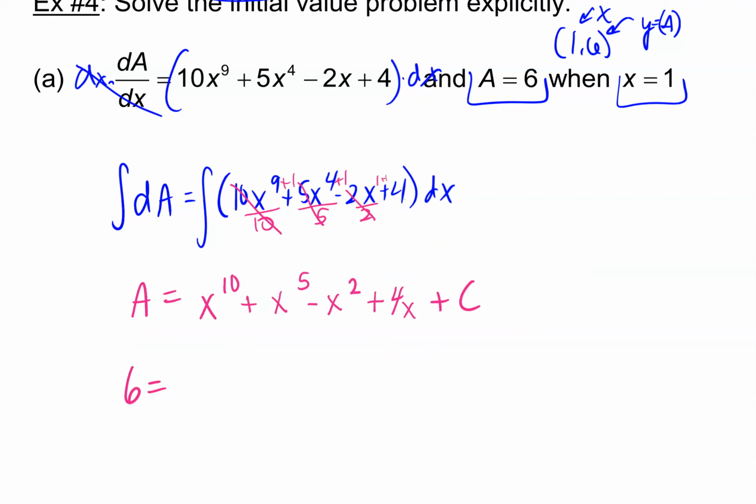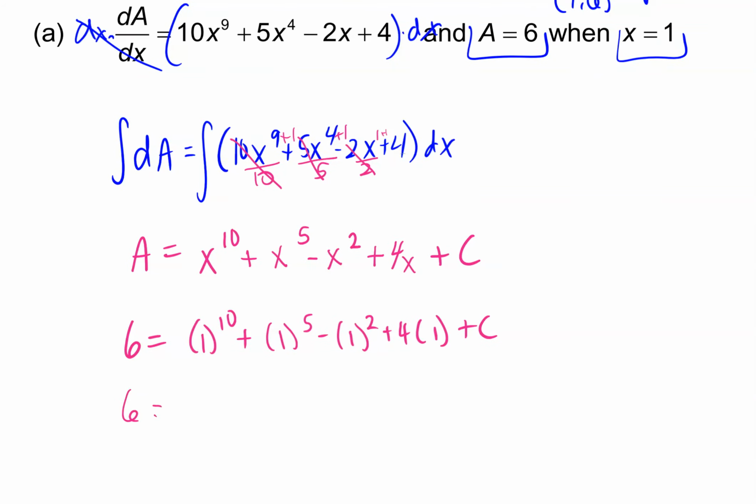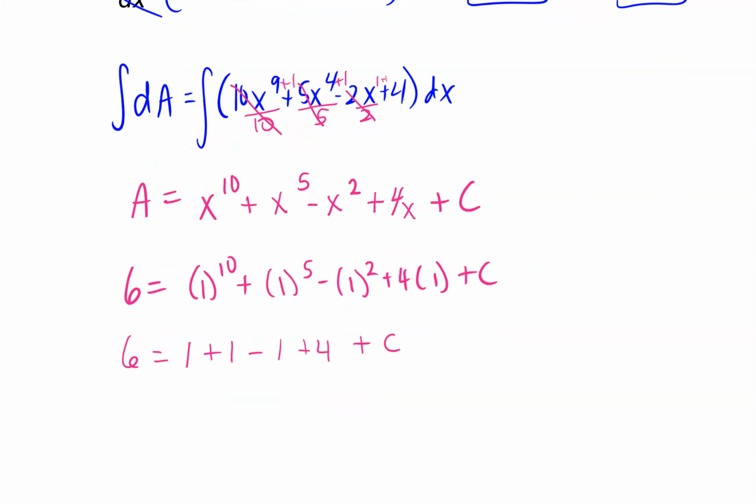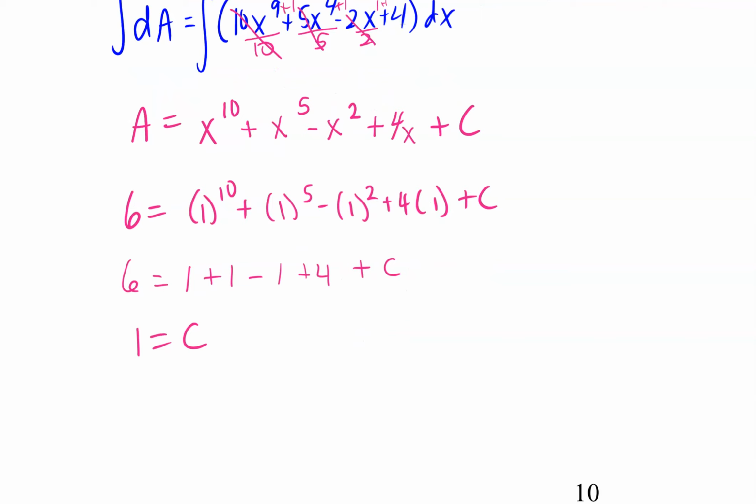So A is 6 when x is 1, so 1 to the 10th plus 1 to the 5th minus 1 squared plus 4 times 1 plus c. So this is just going to be 6 equals 1 plus 1 minus 1 plus 4 plus c. So 1 plus 1 is 2, minus 1 is 1, plus 4 is 5, subtract from the other side, 1 equals c. So my final answer is going to be A equals x to the 10th plus x to the 5th.